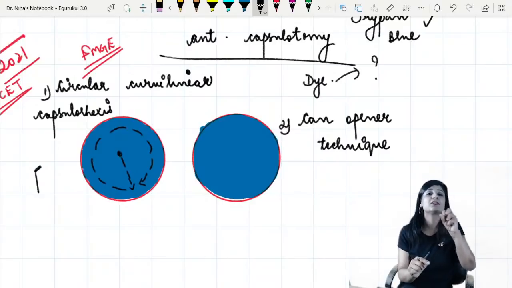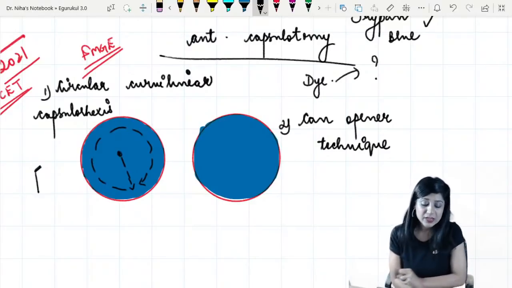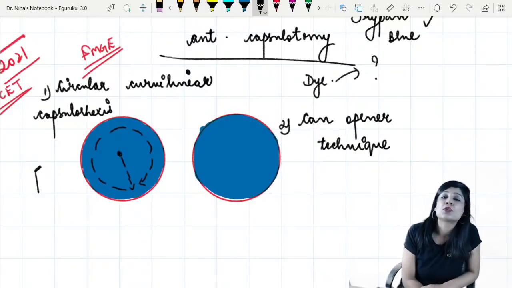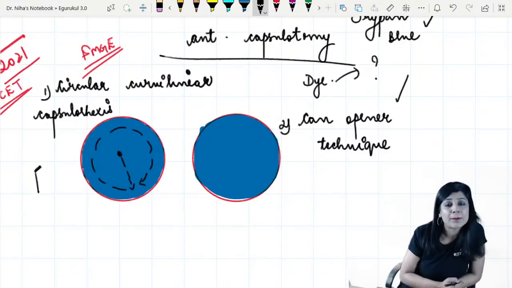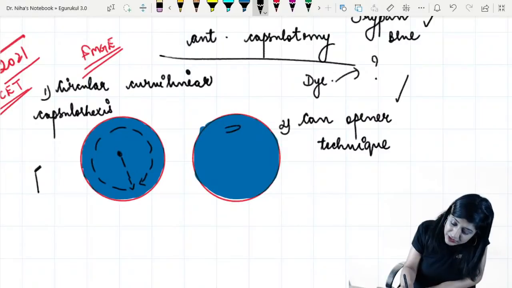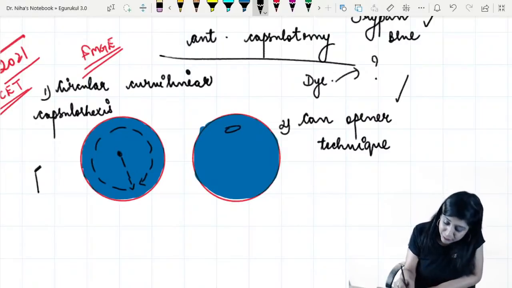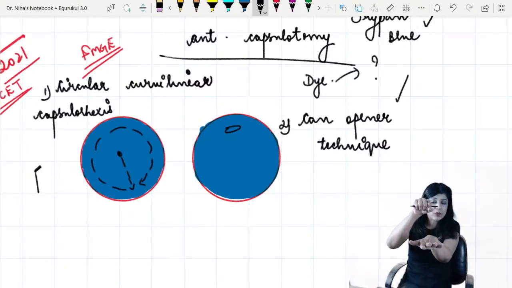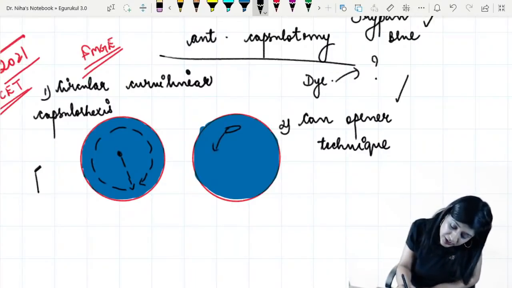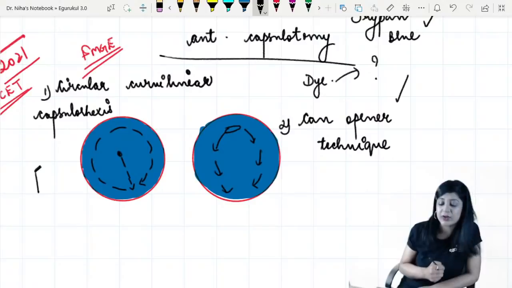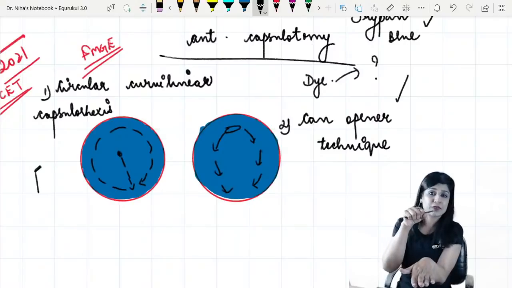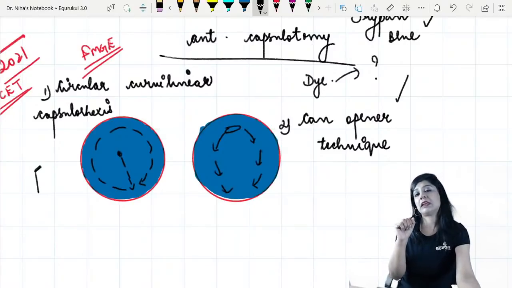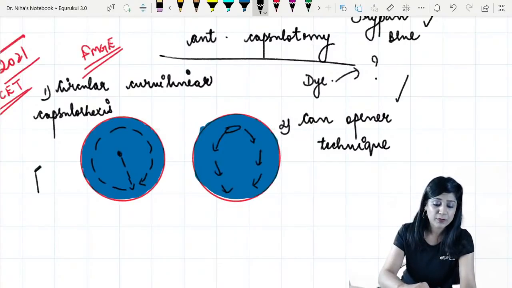This is how we are going to remove the anterior capsule. This is called the anterior capsulotomy by circular curvilinear method, while the second is your can opener technique. So what we are going to do, we have something like this. We give the opening in the periphery, and then we remove in the reverse fashion. It will go something like this and something like this backward. In this way we are going to remove it, similar to how we open our cans of soft drinks and all. So that is your can opener technique. Both ways we can do with the help of these techniques.